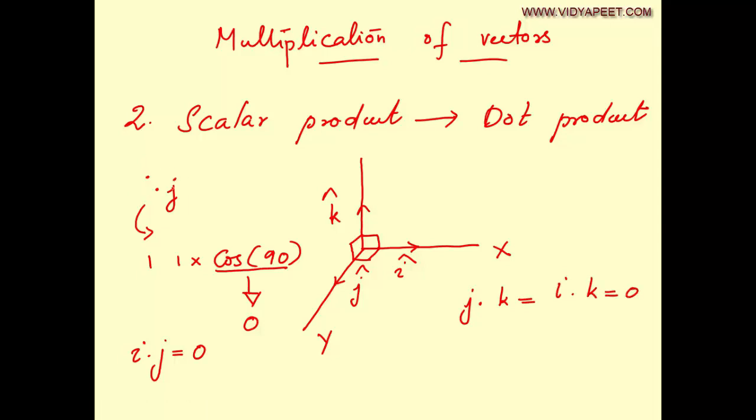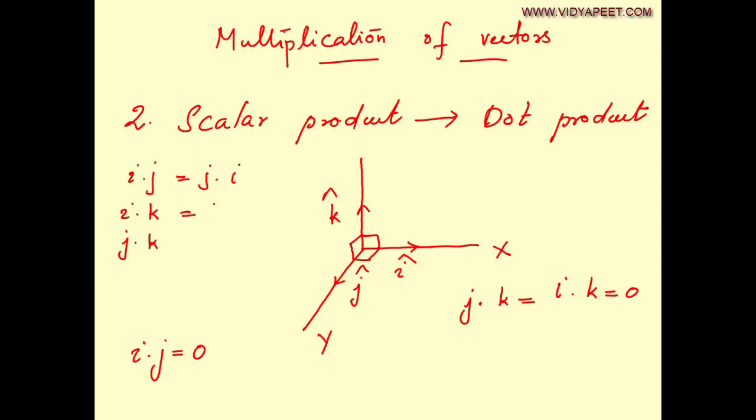So in short, you can say i dot j, i dot k and j dot k, which is also equal to j dot i, equal to k dot i, equal to k dot j, all these are equal to 0 because they have an angle of 90 degrees between them. Any two vectors that have a 90 degree angle, when you take the dot product, it will become 0 because cos 90 is always 0. So the dot product between the unit vectors i and j, j and k, and k and i are 0.